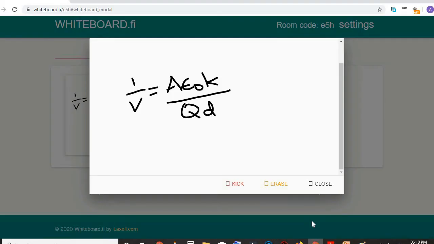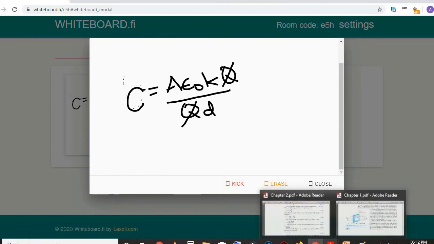1 by V is equal to A epsilon 0 K divided by QD. Therefore, if we are substituting Q here, that Q will be multiplied here. That Q and this Q will be cut. Therefore, what will we get? Q by V is equal to A epsilon 0 K divided by D. That Q by V is known as C. Thus, we can write C is equal to A epsilon 0 K divided by D.